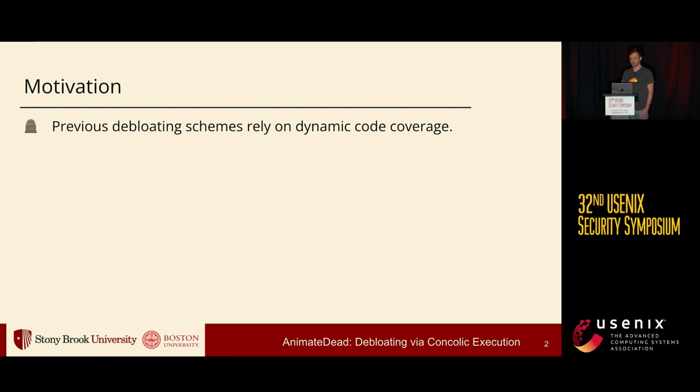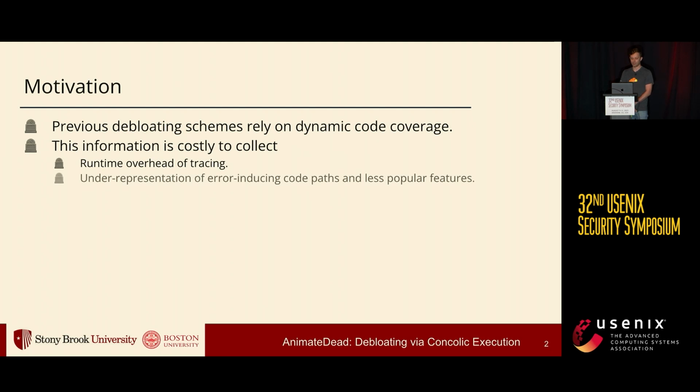In previous debloating schemes, we relied on dynamic instrumentation, and therefore, this information was costly to collect. There was runtime overhead of running these traces, and an issue is that when you're collecting information from real users' behavior, there is a chance that there's underrepresentation for error-inducing code paths or less popular features. And if you miss them in your debloating, then you'll run into an error.